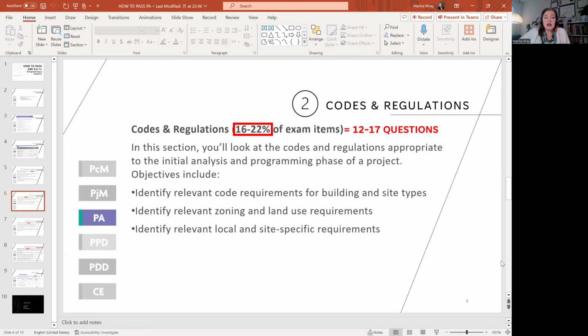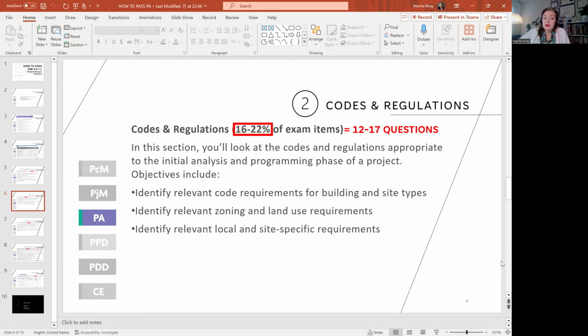So 3 objectives here. You need to identify relevant code requirements for building and site types. So you need to get in touch with the building department, see what codes they use, so do the code research. Then you make sure that you know what actually you need to do, what you need to follow, and if there are any questions, you can schedule a call with them and you can always discuss that. But it's always good to be informed, and then you can continue your conversation with the client after the call with the building department.